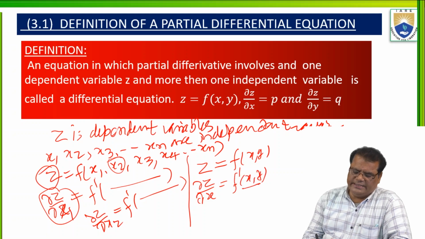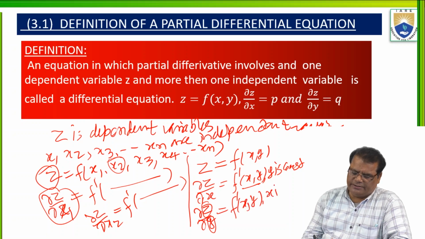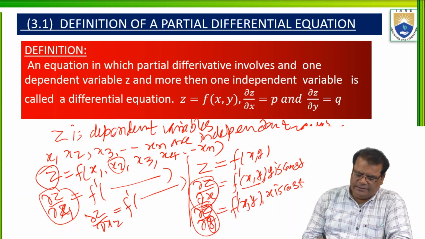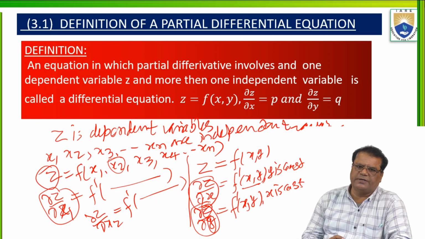In this function y is a constant. And next, del z over del y, differentiate z with respect to y. So the answer is f dash xy. So now x is constant here. So these are del z over del x and del z over del y. These are partial derivatives with respect to x and with respect to y respectively.